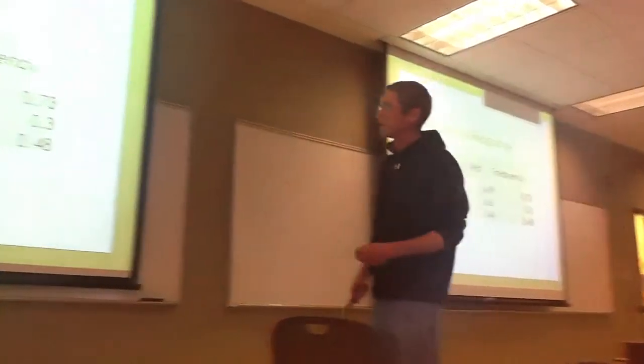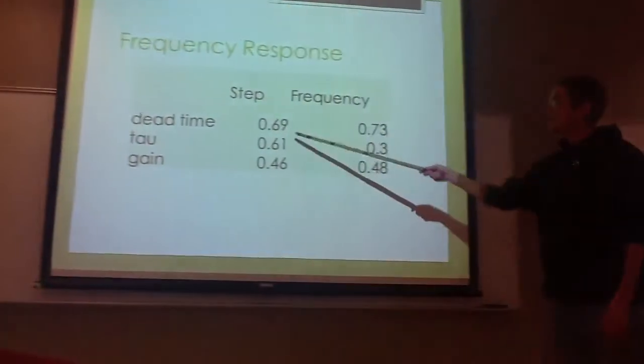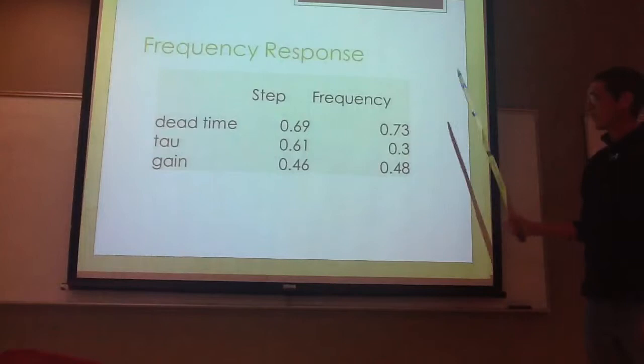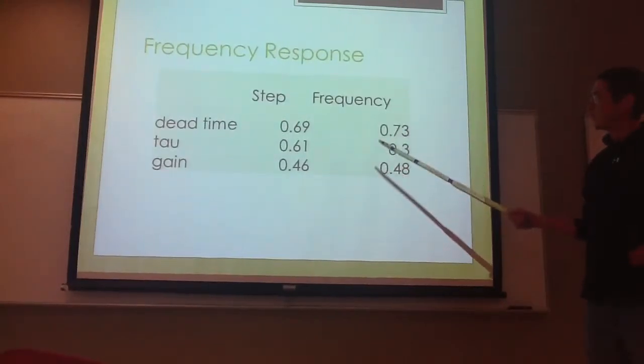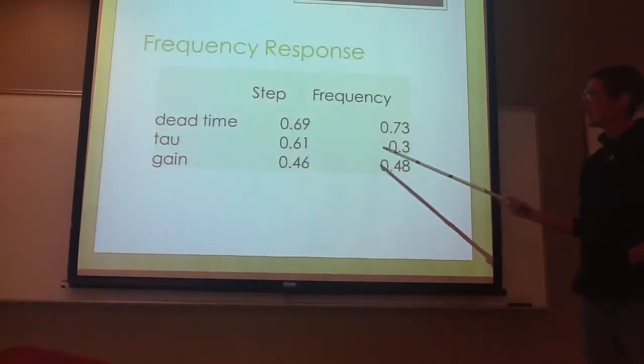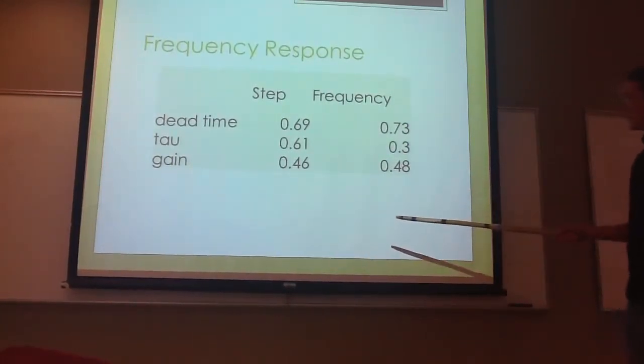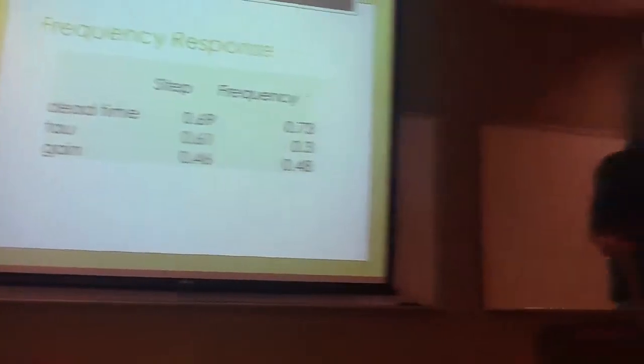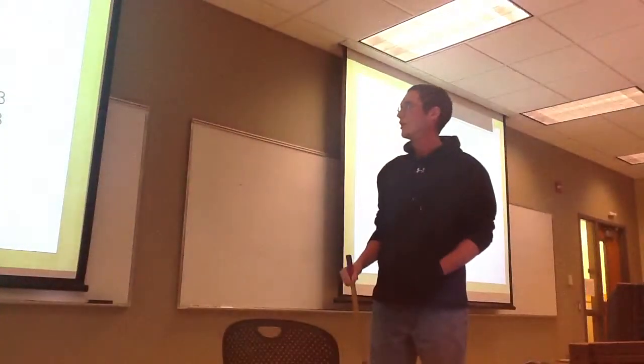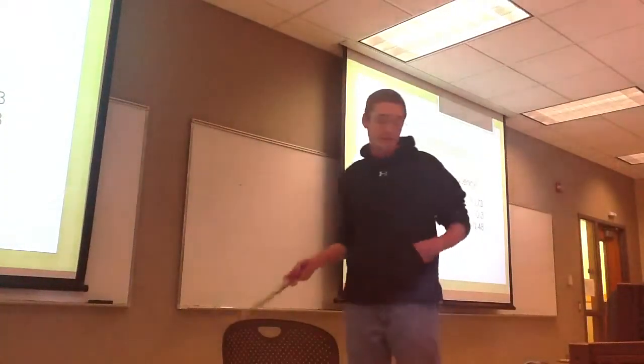And this is the difference between the numbers for analyzing our step response and the frequency response graphs. Dead time, almost the same. Our tau is a little off, 0.3, but it was hard fitting the model of the frequency to the Bode plot, and our gain is pretty much dead on.